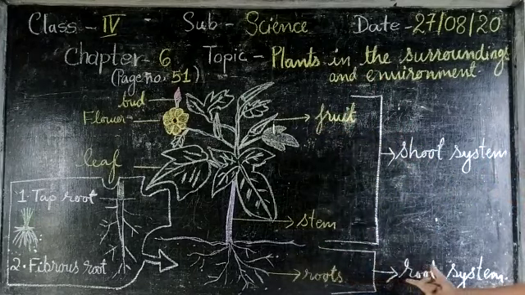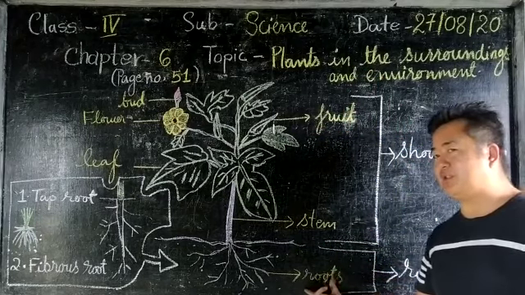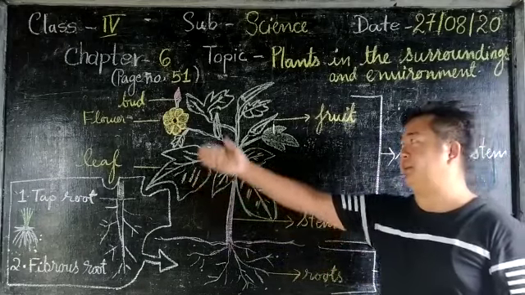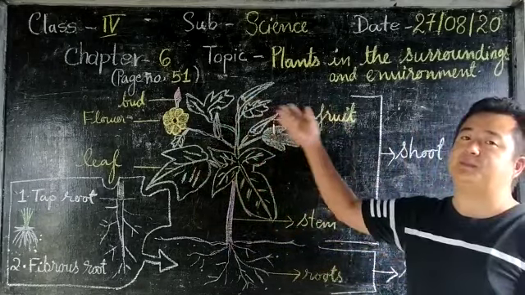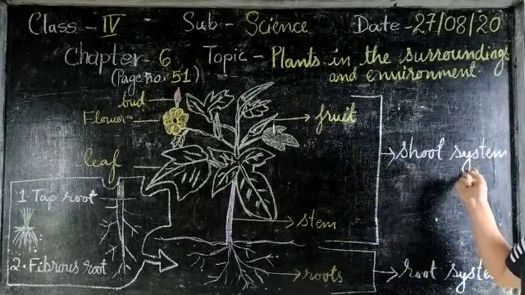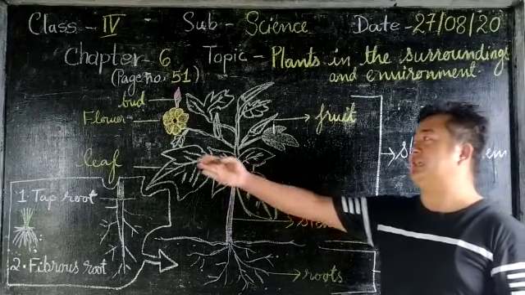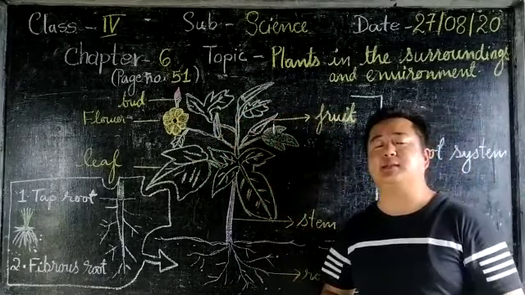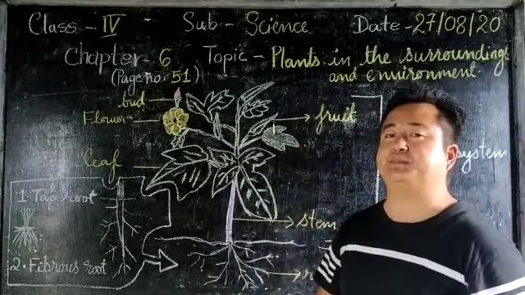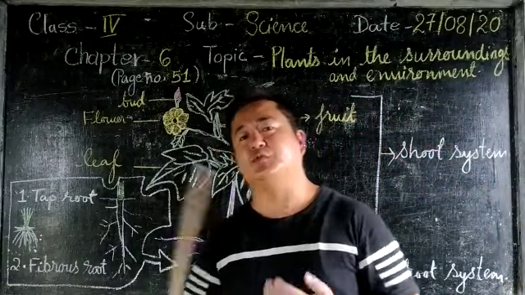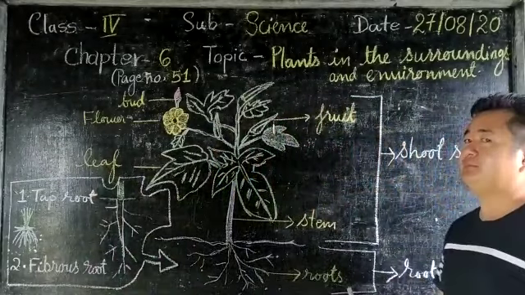The root system consists of roots only. And when we talk of the shoot system, these are the parts of the plant that come under the category of shoot system, especially stem, leaf, flower, fruit, buds. Okay, this comes under the shoot system. So today we are just going to discuss mainly the root system.